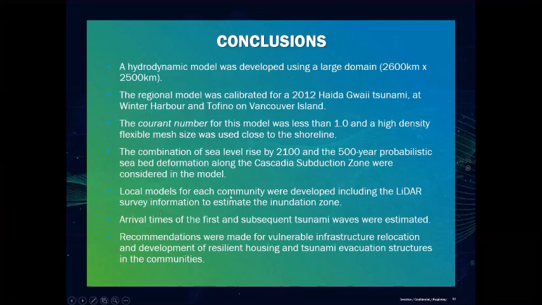A local model for each community was developed using the LiDAR survey information to estimate the inundation zone. Arrival time of the first and subsequent tsunami waves were estimated. Recommendations were made for vulnerable infrastructure relocation and the development of resilient housing and tsunami evacuation structures in the communities. This is a model we can apply anywhere along the Cascadia zone, or we can develop a different type of model for different areas to identify the coastal inundations.